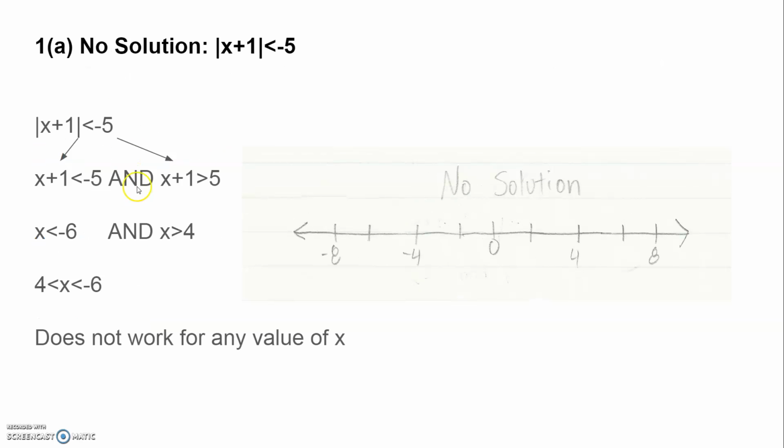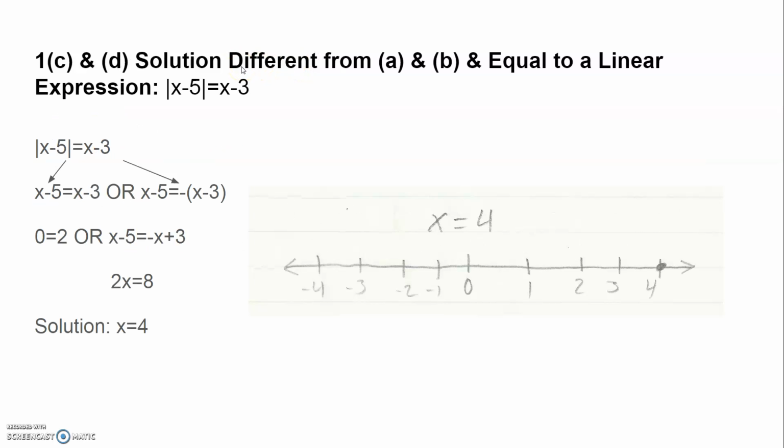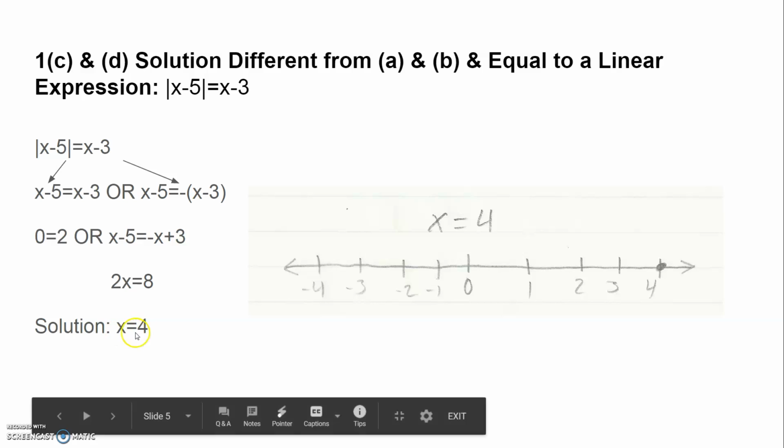Now, important concepts behind no solutions is that the absolute value is less than -5. Since the absolute value will always make this value right here positive, it can never be less than a negative number. Important concepts for all solutions is that the absolute value is greater than a negative number, and since this will always be positive, it will always be greater than a negative number no matter what number you put in there.